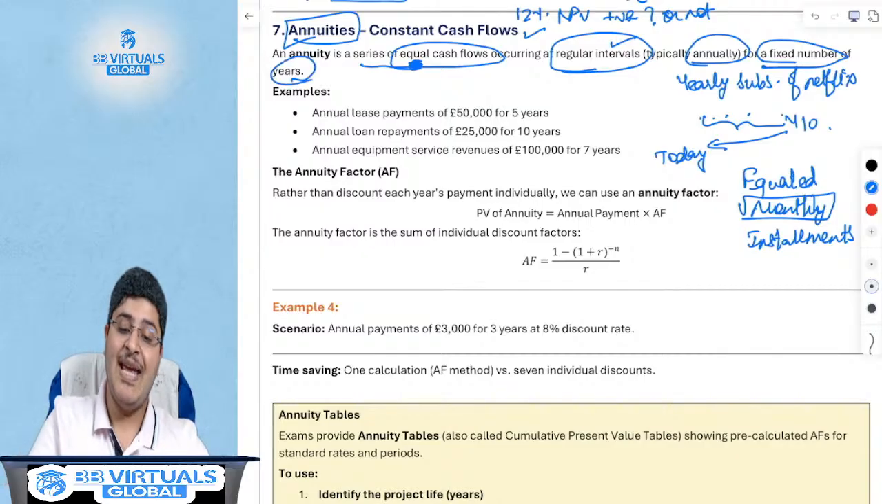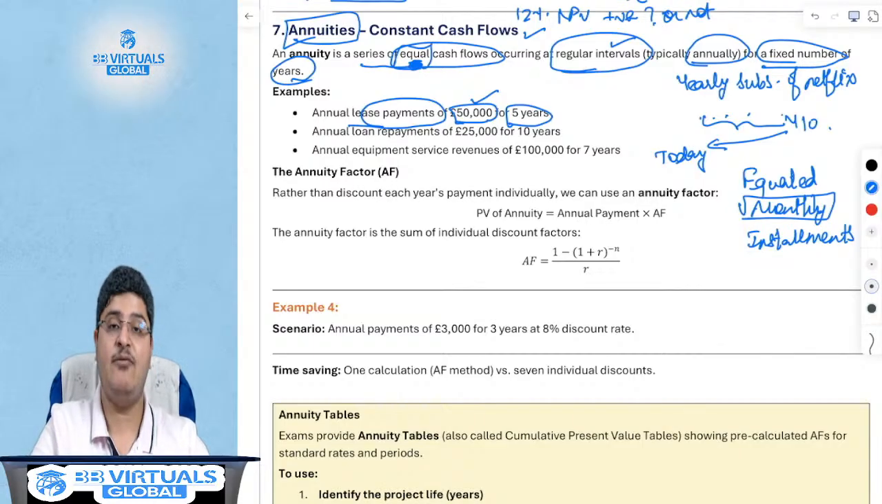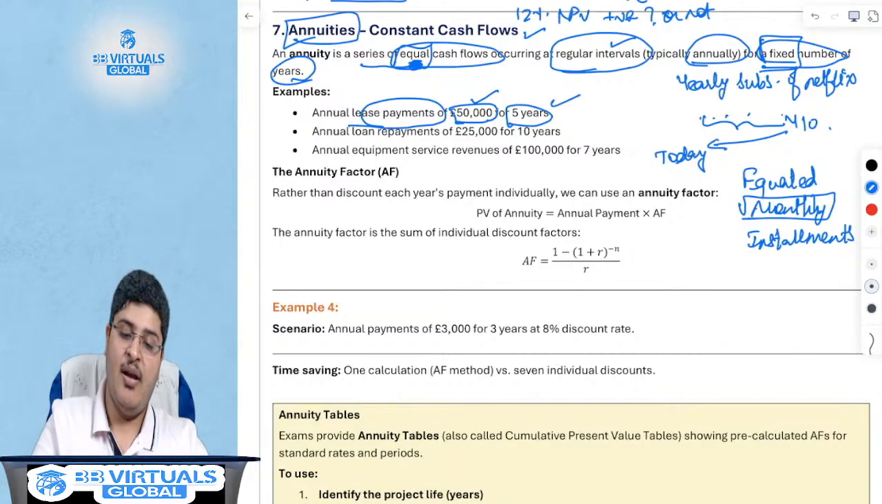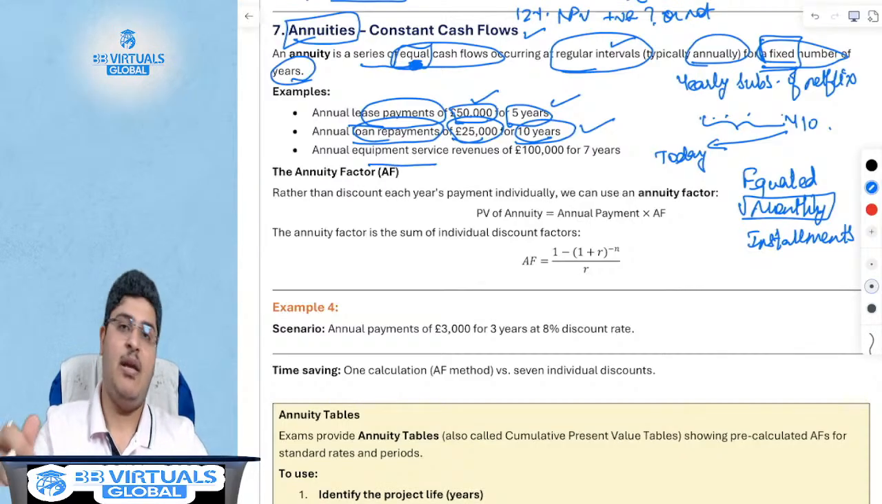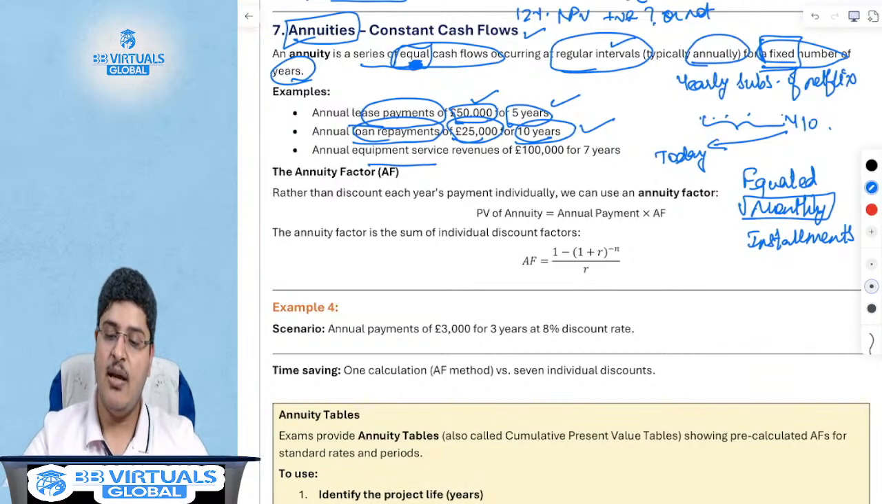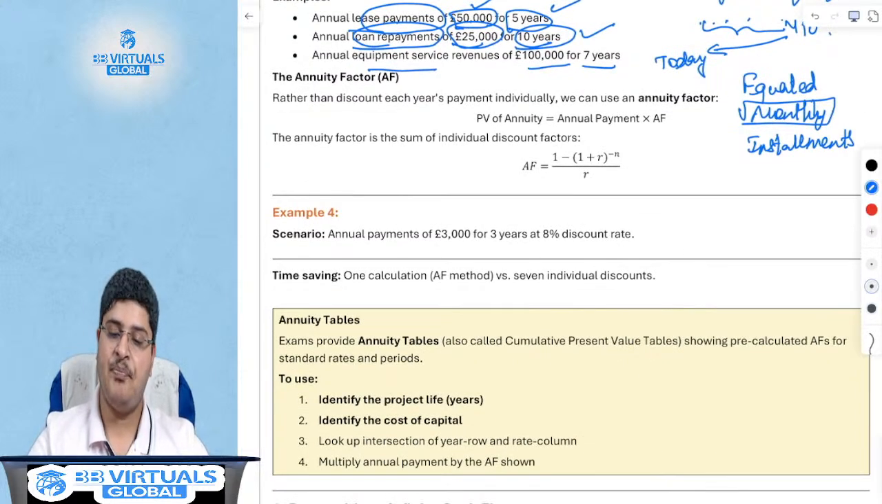Assume annual lease payments of 50,000 for 5 years. So 50,000 is the amount of the annuity, which is the equal cash flow every year for a fixed number of years, 5 years over here. Annual loan repayments of 25,000 for 10 years could be another example, or annual equipment service. Any equipment, any car will require annual service. A fixed amount every year for 7 years is also an example of an annuity.